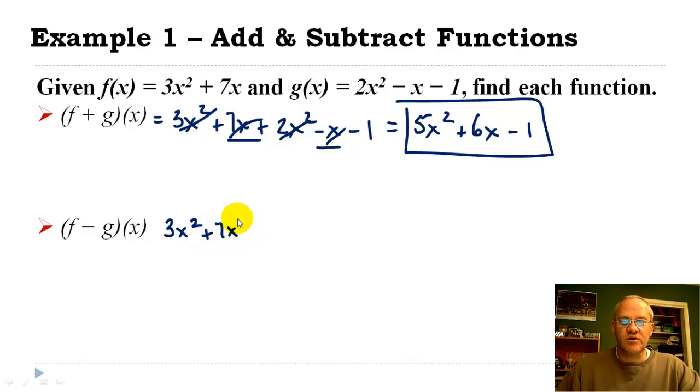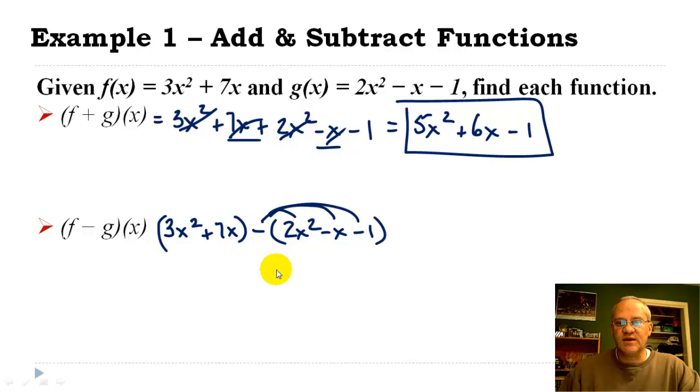But this time we are going to not add but subtract the other function. Now this time, you notice before I just added them. I didn't worry about the parentheses here because it wouldn't make any difference. This time the parentheses make a difference because since I have subtraction here, I have to distribute that negative. Okay, so let's distribute the negative.